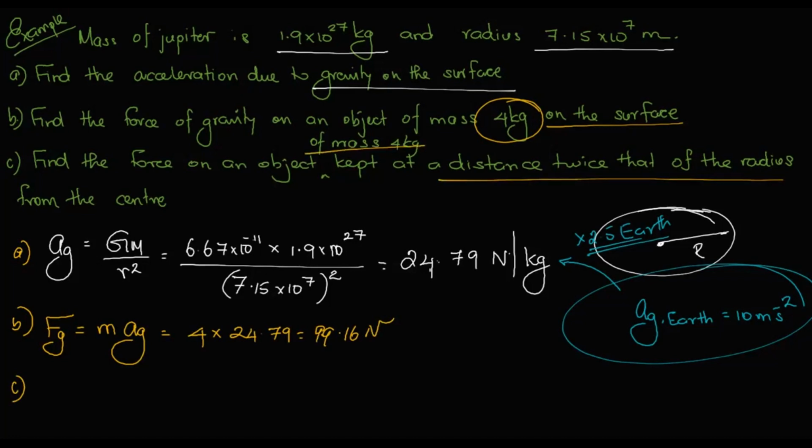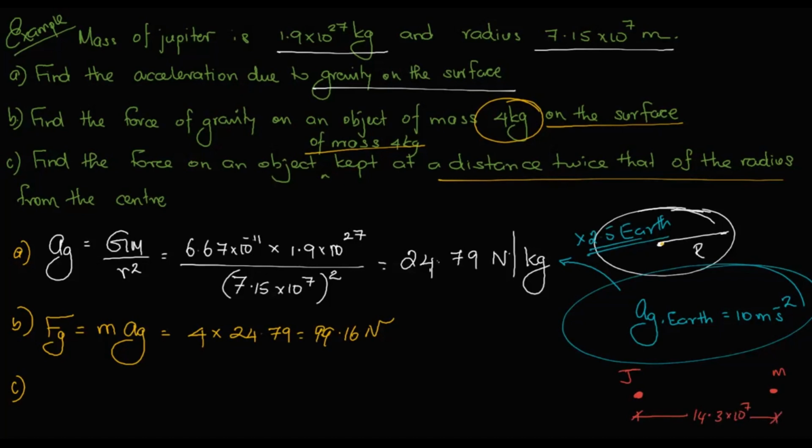So the third one is find the force on an object of mass 4 kilograms that is kept at a distance twice that of the radius. So now we can consider Jupiter as a point. So that is your Jupiter. And now you are keeping another mass of 4 kilograms at a particular distance, right? The distance of that mass to Jupiter is twice that of the radius. So what is the radius? 7.15. Twice that of the radius is 14.3 times 10 to the power of 7.